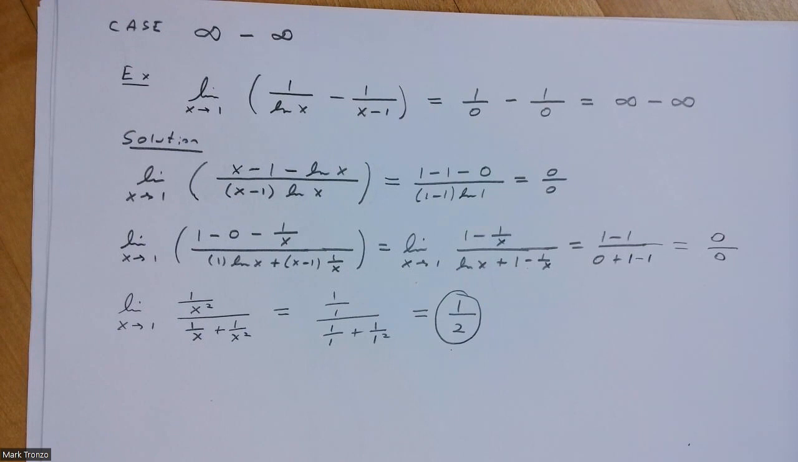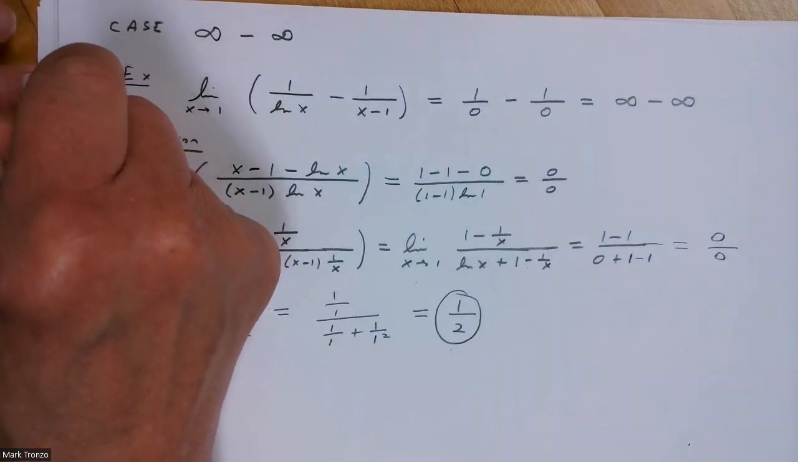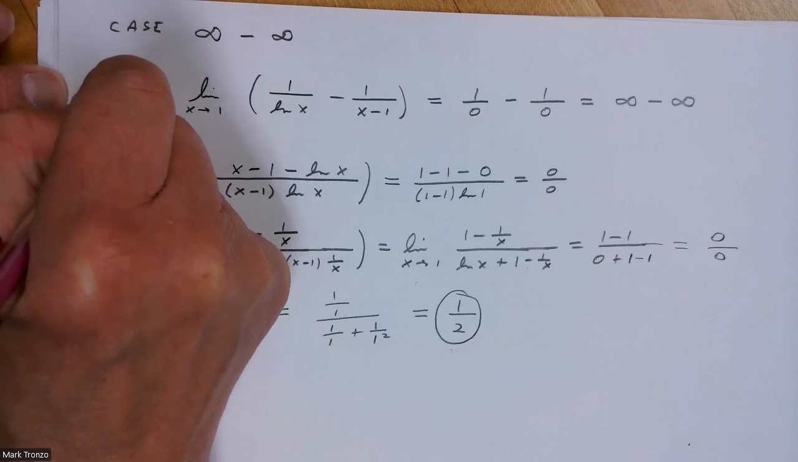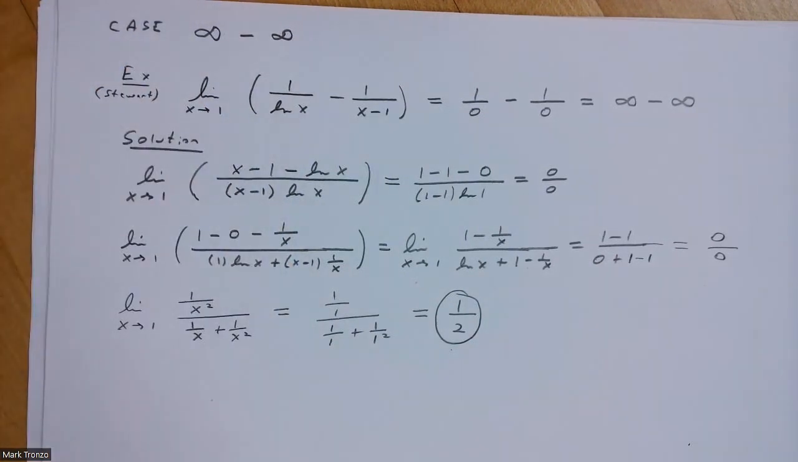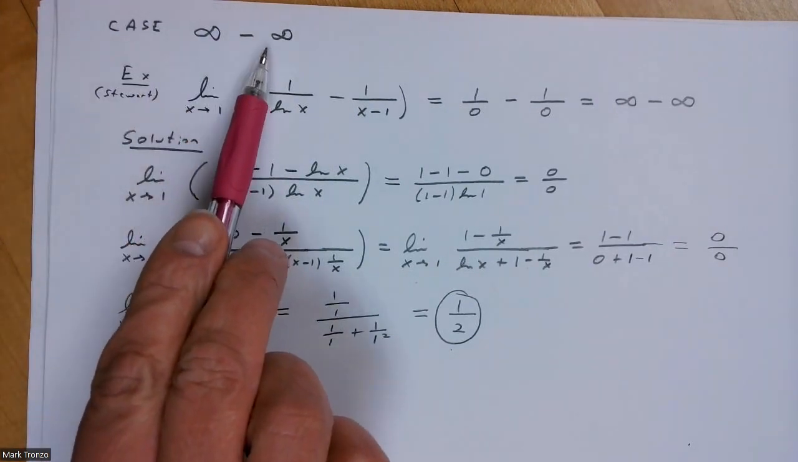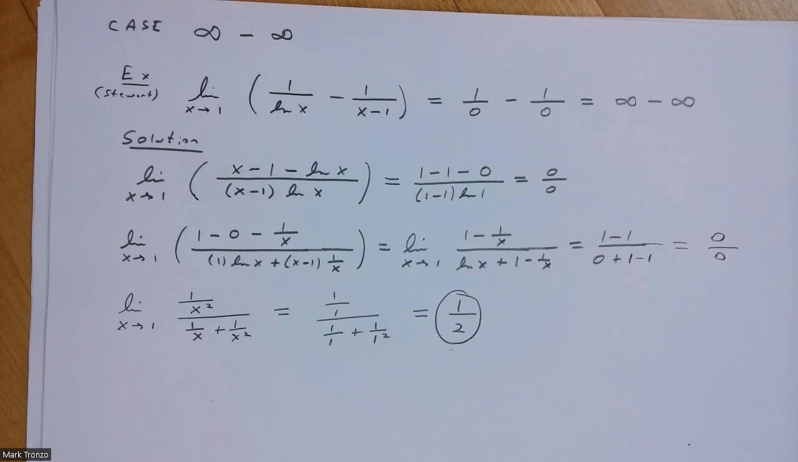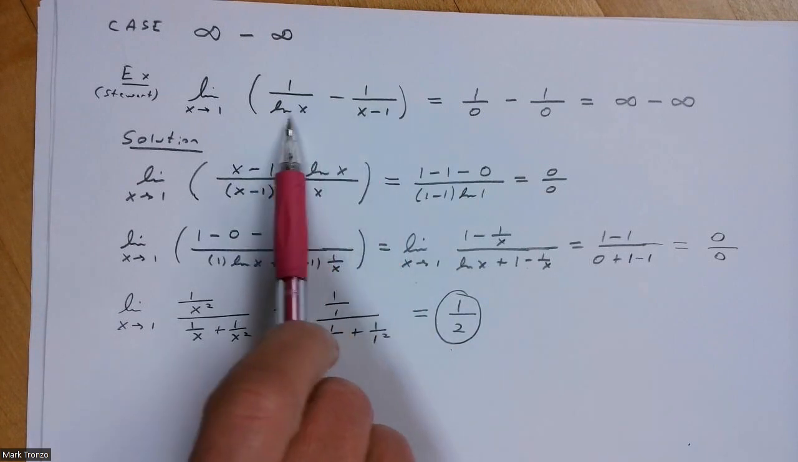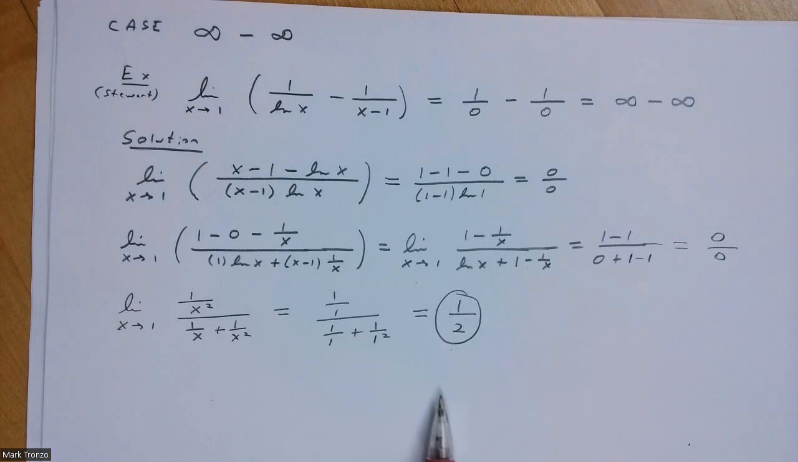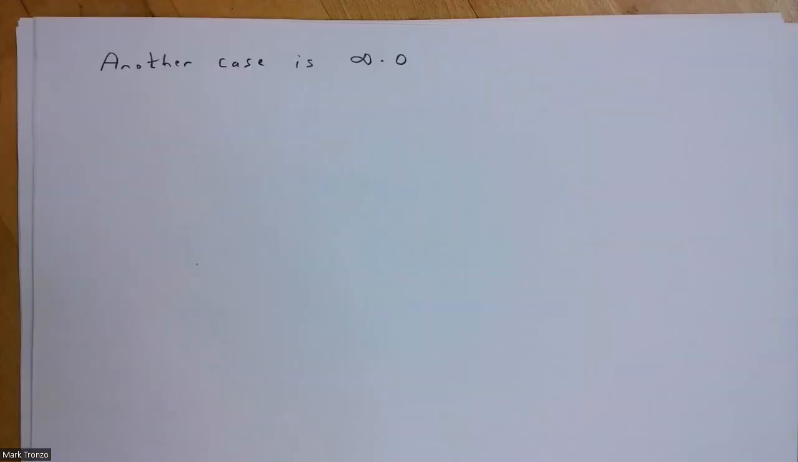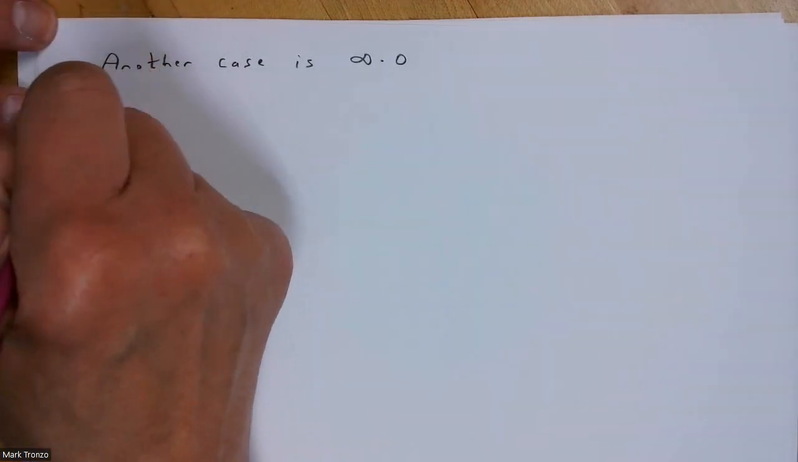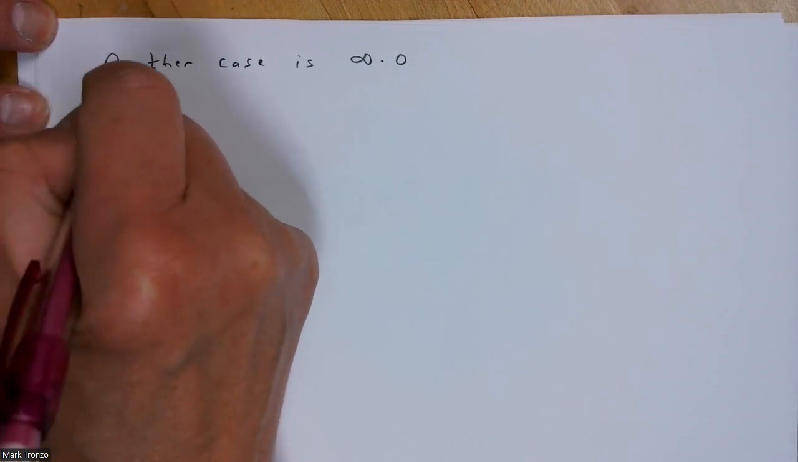And that's an interesting problem. Again, this problem was from Stewart. So that's usually what you do when you have infinity minus infinity. Put the terms together and apply L'Hopital's rule as needed. Here we had to apply L'Hopital's rule twice. Another case is infinity times 0. And so let's take a look at that.